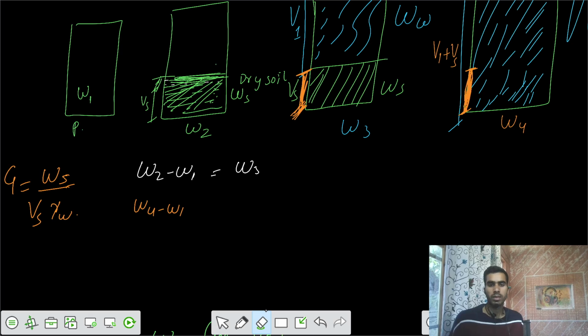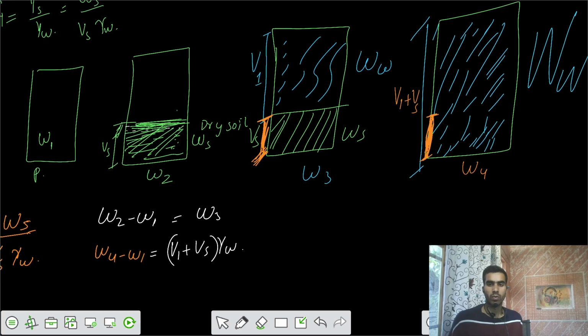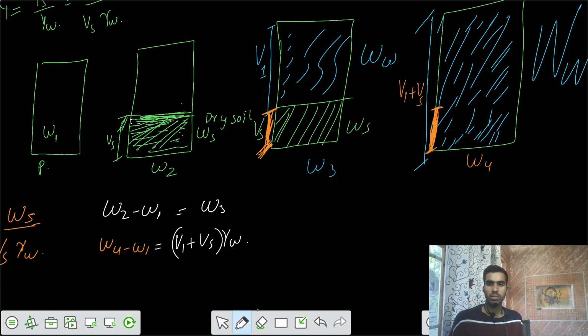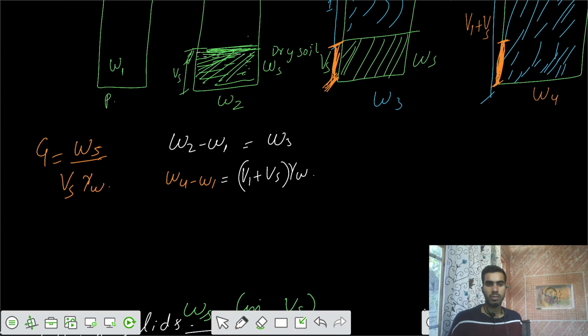Value of W4 minus W1. This is equal to the volume of V1 plus Vs times gamma W. The difference equals the total weight of water, capital W. So this is the weight of water, capital W, and it has a volume of V1 plus Vs times gamma W. So that is your weight of water, that is W4 minus W1.